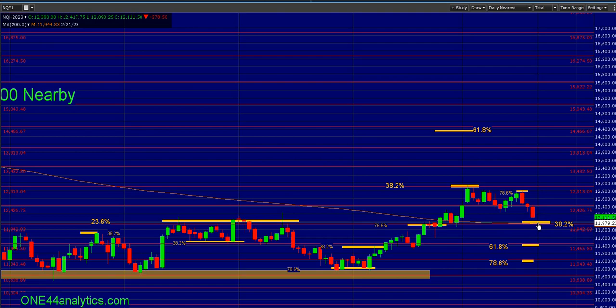If this area holds, we're looking for new highs and to take out 38%. And if that's the case, we would be looking up here to 61.8, in this area of the major Gann square and 61.8. And that's about it.